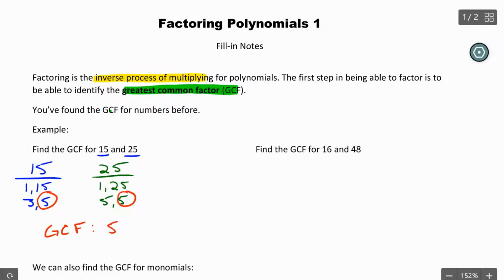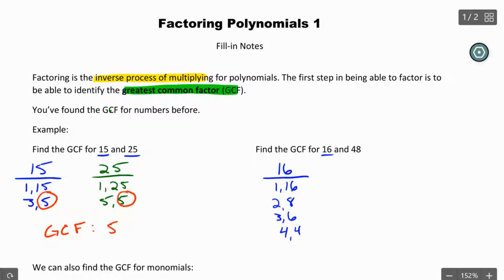Okay, so this process that you guys have learned before, we're doing again. There are still numbers on our monomials and our polynomials, and so we need to be able to find that greatest common factor for them. So let's take a look at our next example, 16 and 48. Numbers that multiply to 16, of course, we've got 1 and 16, 2 and 8, 3 and 6, and 4 and 4.